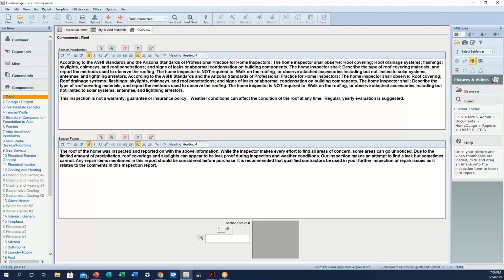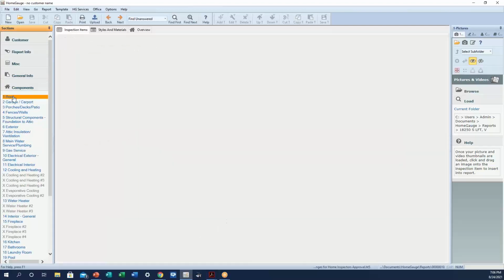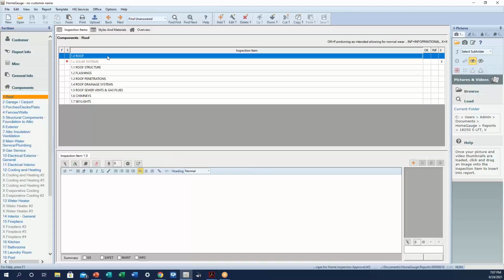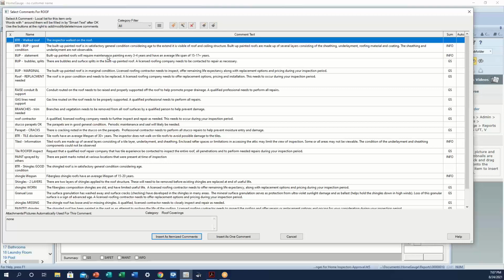So, this has to be in here. And then it says here, the roof of the home was inspected and reported with the above information. That's what's in my agreement. So let's go ahead and take a look here and see what our statements are. The inspector walked the roof. That's a BTR requirement. So take a look here. It says BTR. So wherever it says BTR, those are items that must be on your report. So I've gone ahead and put those in there.